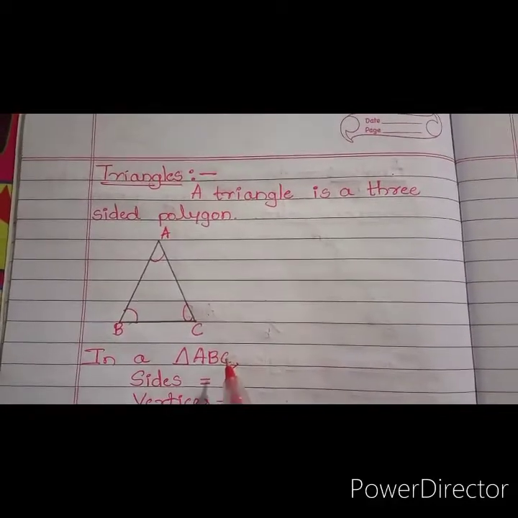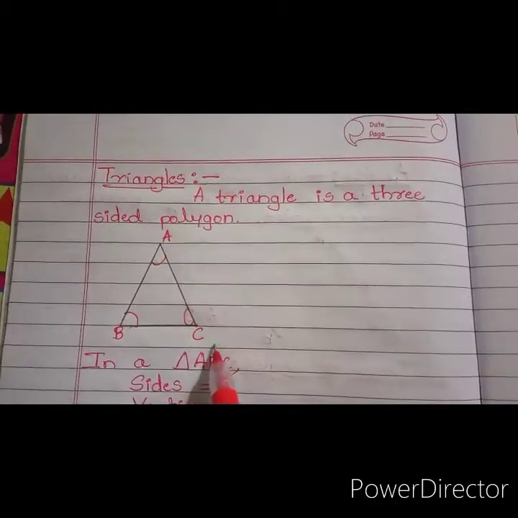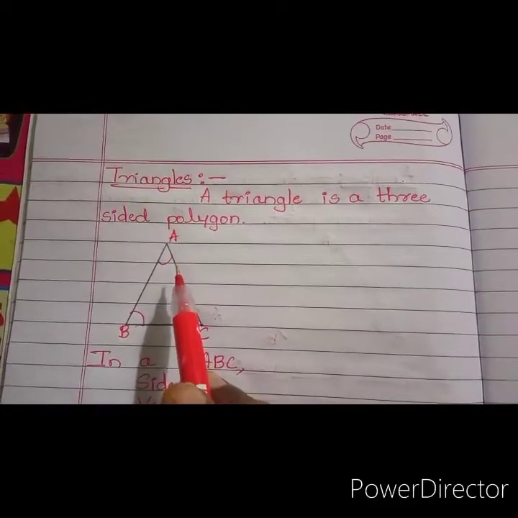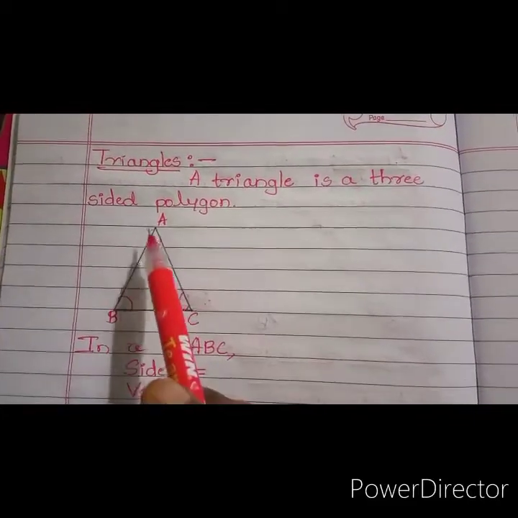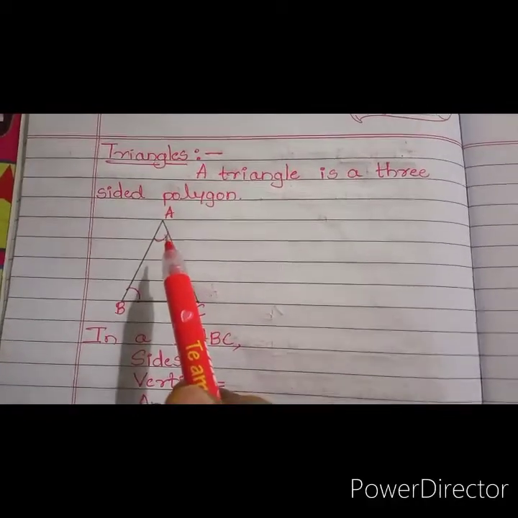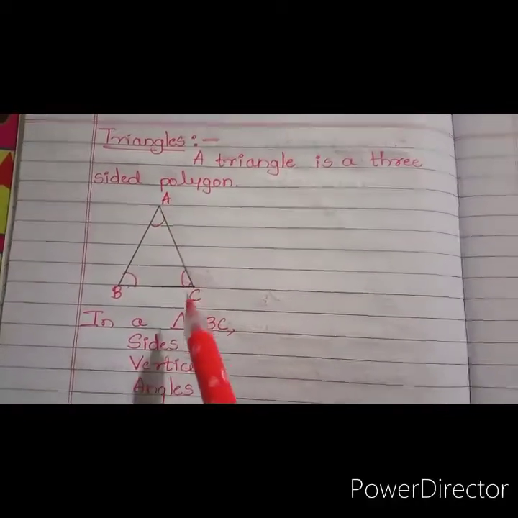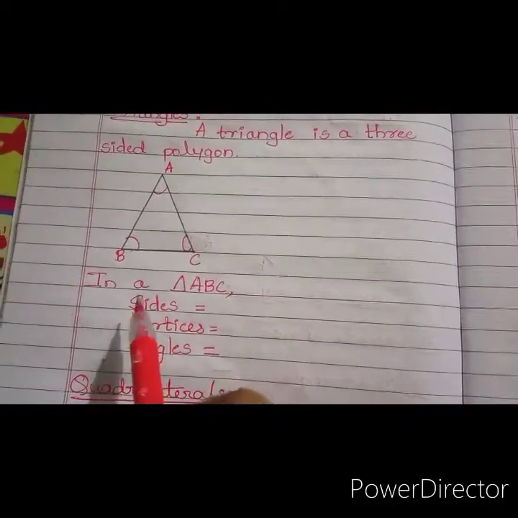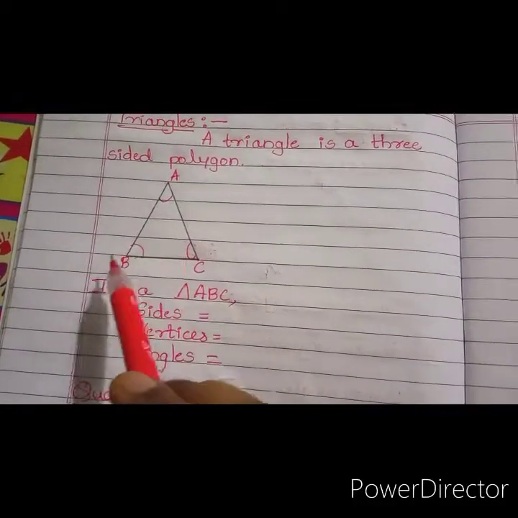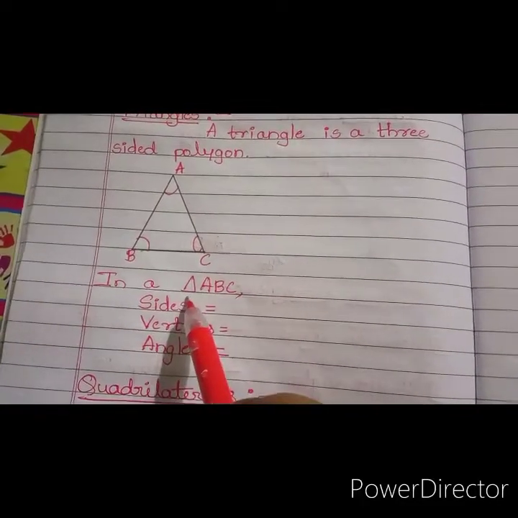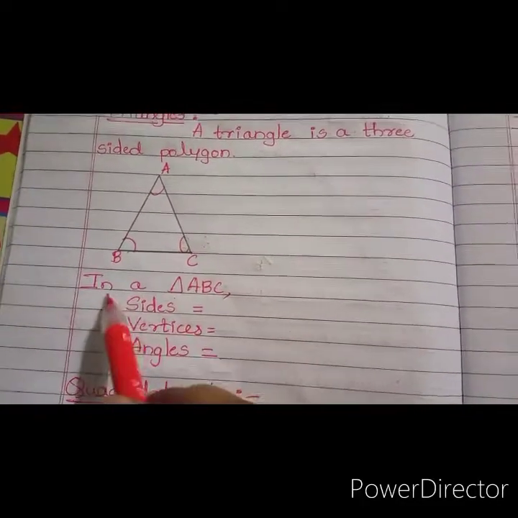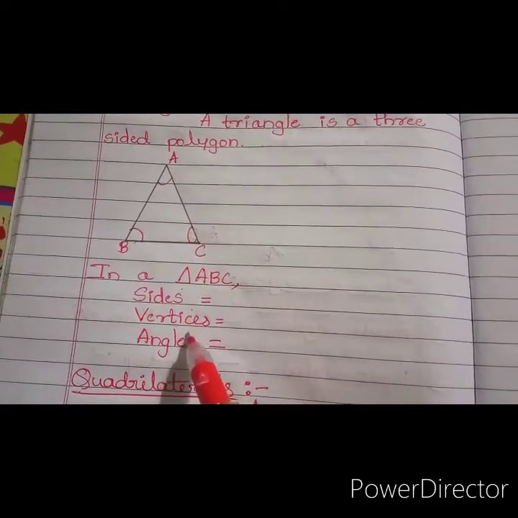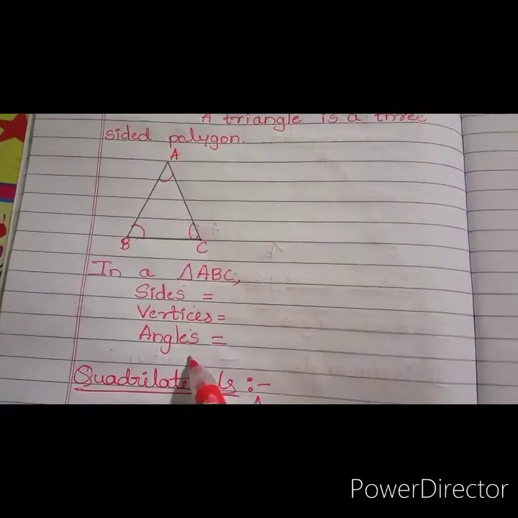So next one is triangles. What do you mean by triangles? A triangle is a three-sided polygon. It is the simplest polygon. So now let us learn about triangle. In a triangle ABC, this one is the triangle symbol. In a triangle ABC, let us see the number of sides, number of vertices and number of angles.